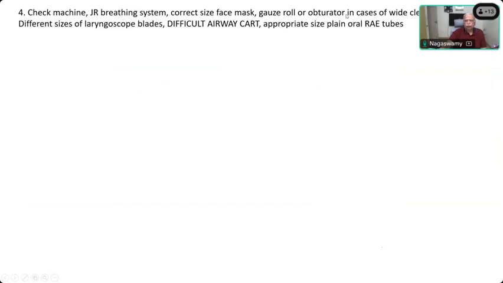So that can be used during induction so that the blade will not get caught in the cleft. Okay? And suction has to be checked, and different sizes of laryngoscope blades. You must always have the difficult airway cart ready. The appropriate size plain and oral RAE tube should be kept ready. And purposely I have missed one thing. What is the important thing that is missed in this, along with all these preparations?